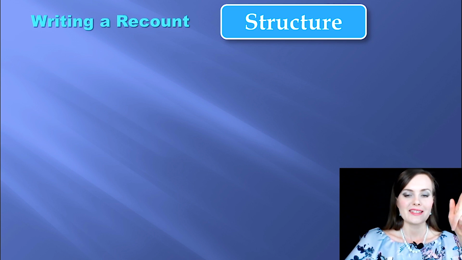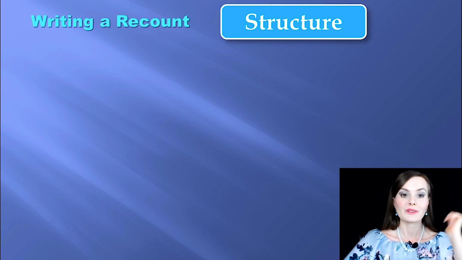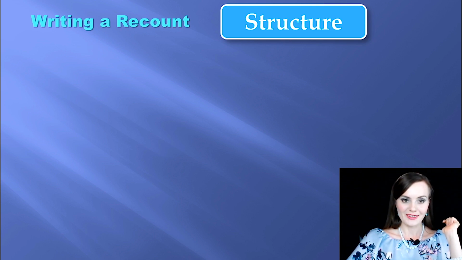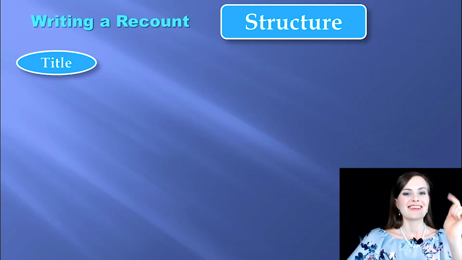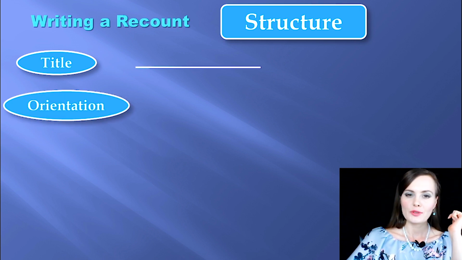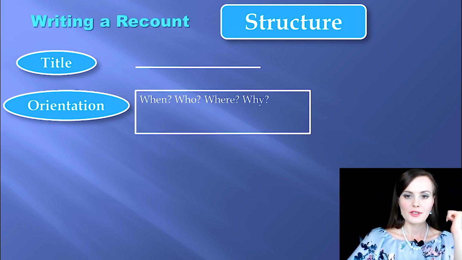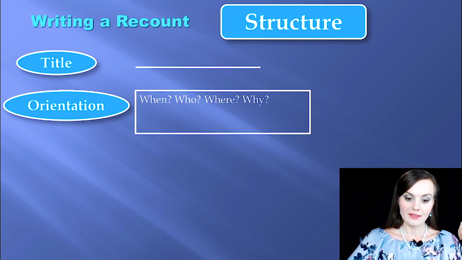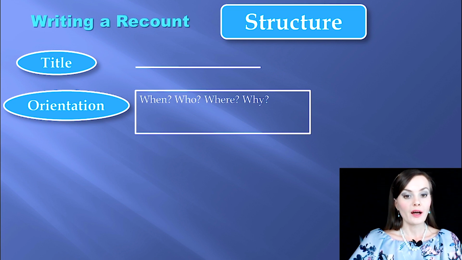Okay, so now it's time for you to start writing your own recount. Here is a structure that I recommend you to use for this recount. So please have a look at this structure and start working on your own recount. So first you need to write a title of the recount. Next, you need to include the orientation part. So you will need to tell us, the readers, when, who, where, and why. When the events happened, who the events were about, where the events happened, and why they happened.